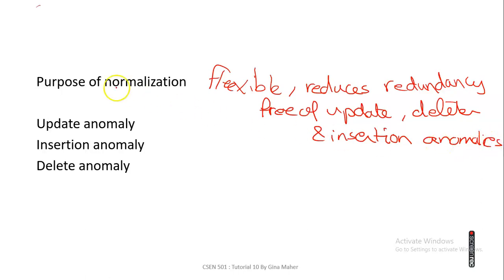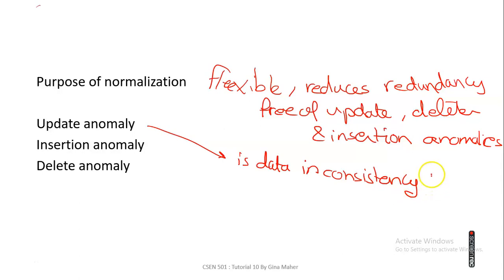Now, we want to know what is the meaning of anomaly, and what is the meaning of update anomaly, insertion anomaly, and deletion anomaly. What is the update anomaly? Actually, the update anomaly is data inconsistency that results from an update. Let's take an example.